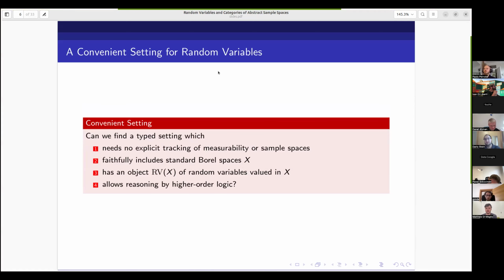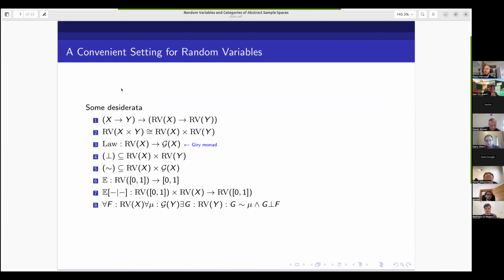So what we want is a convenient setting for random variables where we don't need to track measurability or sample spaces explicitly. We faithfully include Borel spaces, and we have a dedicated object of random variables, RV X, which contains random variables valued in the space X. And we want to reason about this by some sort of higher order logic. So how could this look? We would like to have operations like this.